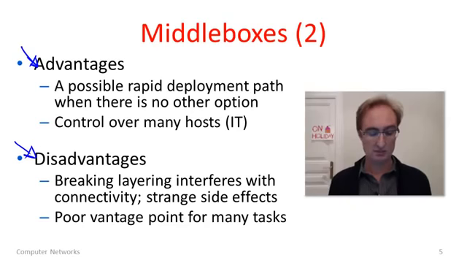We'll see more about this when we get to NAT boxes. This is the primary downside, that middle boxes really make the network more complicated. It also turns out that a middle box is a pretty poor vantage point for implementing some functionality. We simply see packets going through the network.